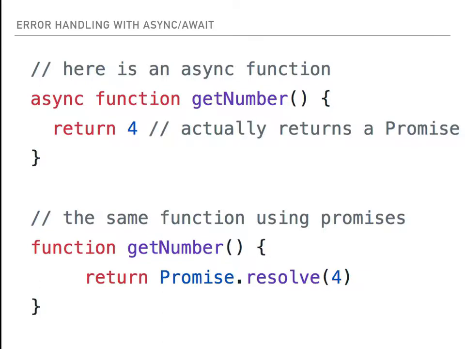So here's an async function called getNumber that returns 4. This is functionally equivalent to this function, which returns a promise which resolves the value. So if you want to make a promise really easily, one of the easiest ways to do it is just make an async function and return some data. It's nice. That took me a while to figure out, actually. It took me a long time to realize what was happening.